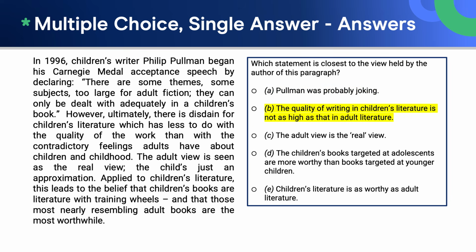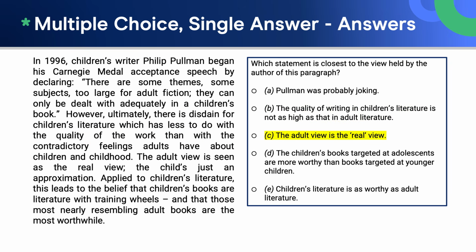What about B? The quality of writing in children's literature is not as high as that in adult literature. Well, this was kind of tempting because there is something said about there being disdain for children's literature, which has less to do with the quality of the work than with the contradictory feelings adults have about children and childhood. But this does not explicitly say anything about the quality of the writing. This one is not quite right. If it's not quite right, if you can't confirm it, then leave it and go to the next one.